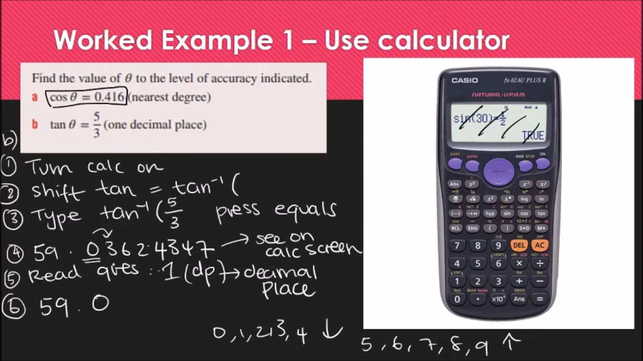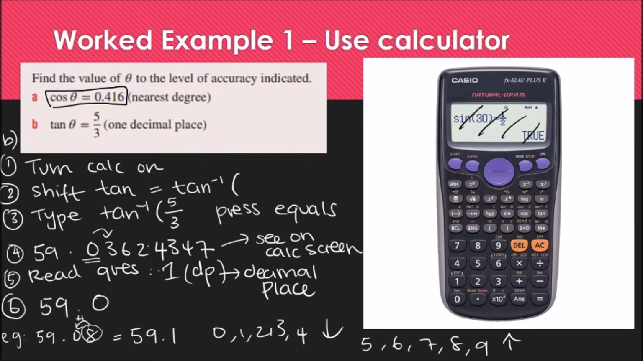If this number here was 59, let's say 59.08, 8 is in this list of numbers, so it would go up. So if I was to round it to 1 decimal place, it'd be 59.1. So you just add 1 to whatever number is here if that number is 5, 6, 7, 8, or 9.